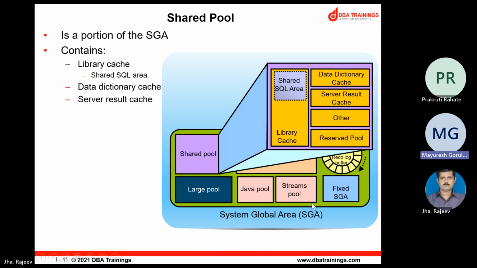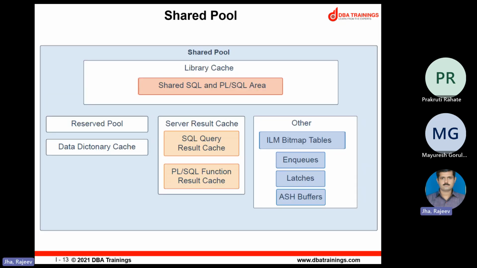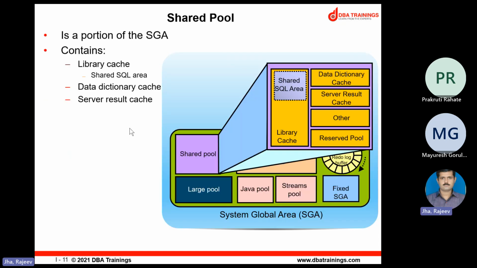Okay, got it. Now let me talk about another pool, which is called the reserved pool. So what is the use of the reserved pool? Why do we use the reserved pool? Basically, this is a memory area within the shared pool that the Oracle database can use to allocate large contiguous chunks of memory. The name itself tells you: reserved pool.